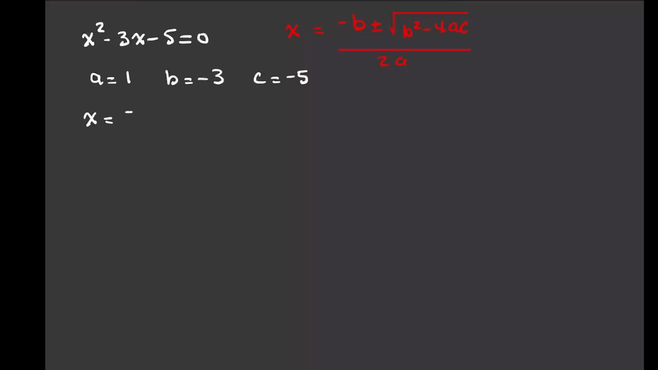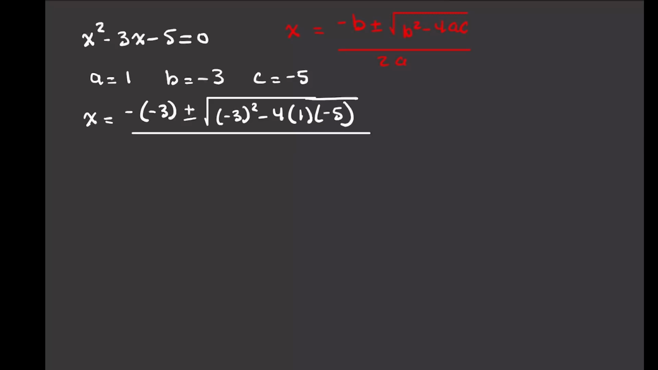So now here it's negative, my b value is negative 3. Again, using parentheses is really important when solving these formulas. And then the square root of b, which is negative 3 squared, minus 4 times a, which is 1, and c is negative 5, all over 2 times a, which is 2 times 1.